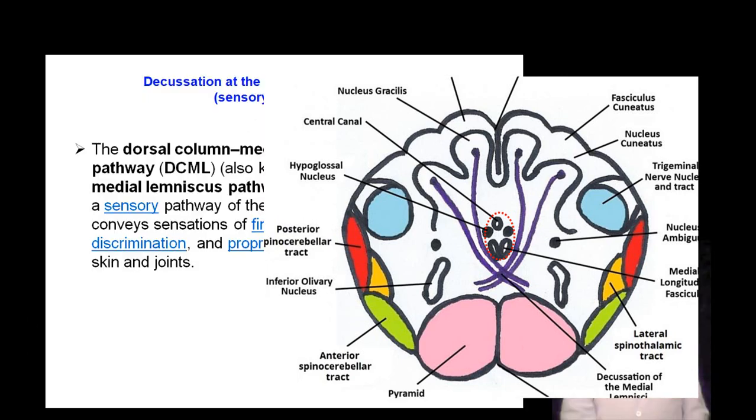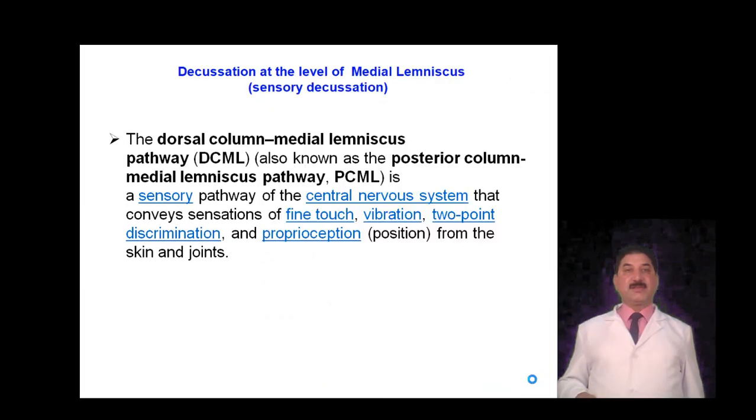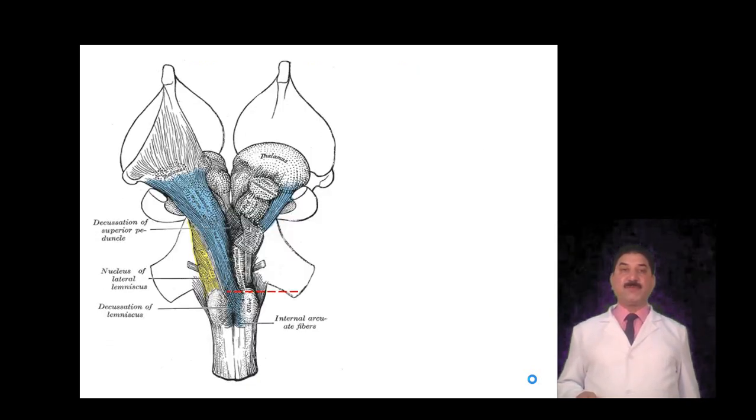Now let us go to the sensory decussation, or decussation at the level of the medial lemniscus. This is also called the sensory decussation. You should not get confused at this stage. The dorsal column and medial lemniscus pathway, also known as the posterior column medial lemniscus pathway, is a sensory pathway of the central nervous system that conveys sensations of touch, vibration, two-point discrimination, and proprioception, that is position from skin and joints.